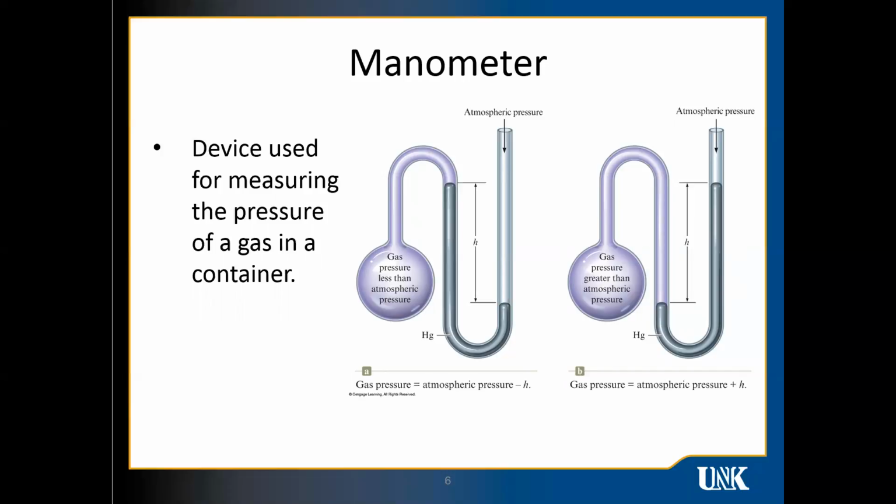If the height of mercury is higher on the sample side, that means that the gas pressure of the sample is less than atmospheric pressure, and it's less by the height difference. If the mercury in the tube is higher on the atmospheric side, that means the gas pressure of the sample is greater than atmospheric pressure, by, again, the difference in heights.